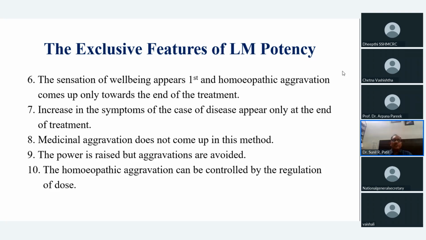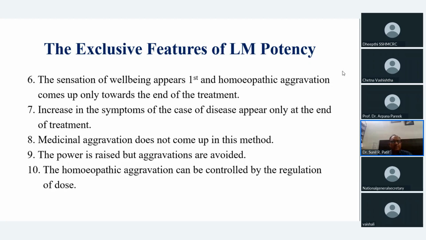Sixth, the sensation of well-being appears first, and the homeopathic aggravation comes only toward the end of the treatment. In the centesimal scale, the aggravation comes much earlier compared to the LM potency. Increase in the symptoms of the disease appears only at the end of the treatment.